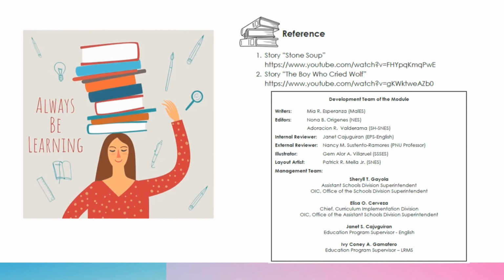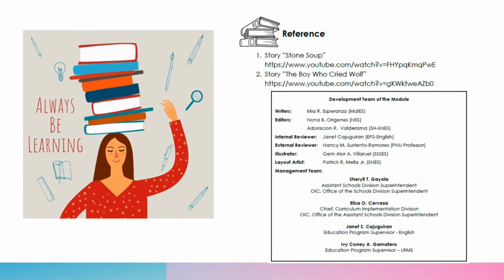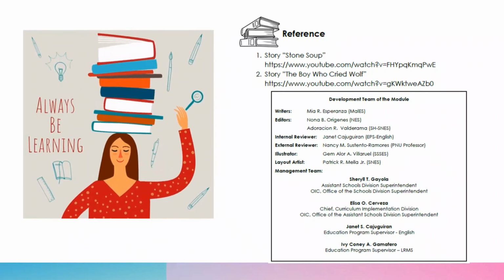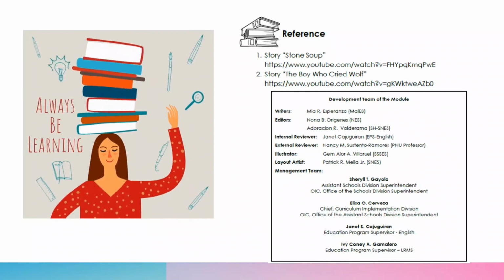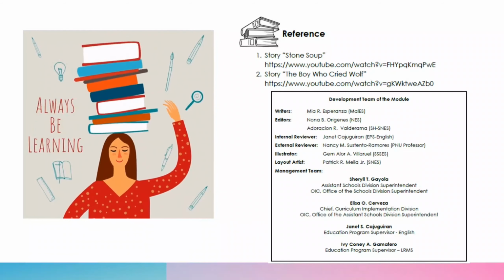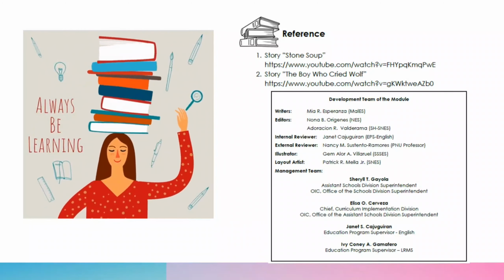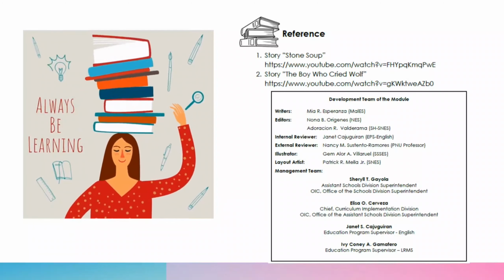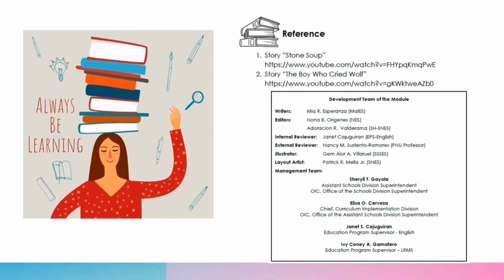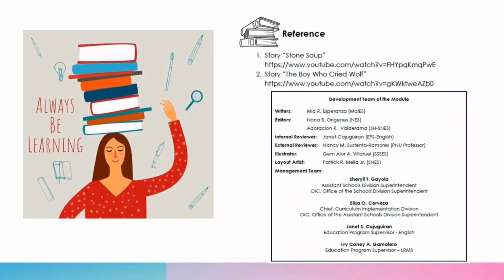And that's all for our 3rd grade Quarter 1 Module 3. Write a short paragraph providing another ending for a story listened to. Thank you very much for watching, and thank you to the development team of this module from the Division of Marikina City.